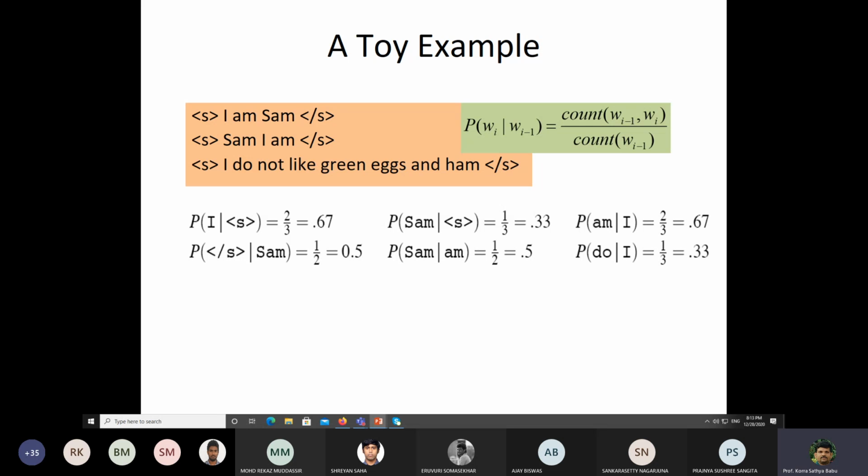And probability of do given I. Okay. I, how many times has it occurred? I, in 3 sentences it has occurred. And out of that, how many times did do occur? I do. I do. In the third sentence only it has occurred. 0.33.